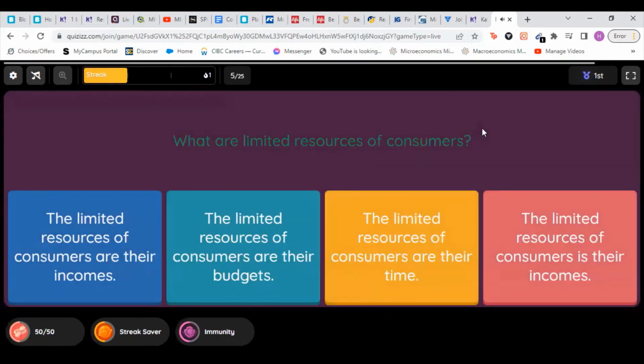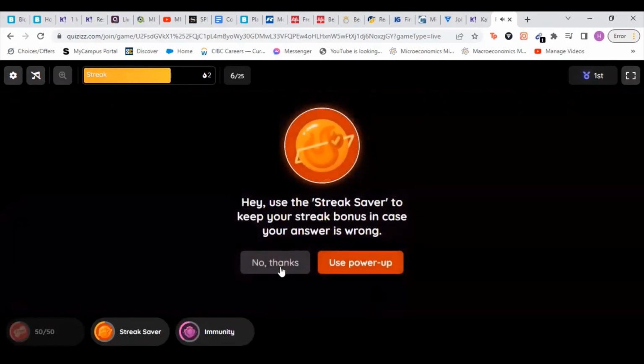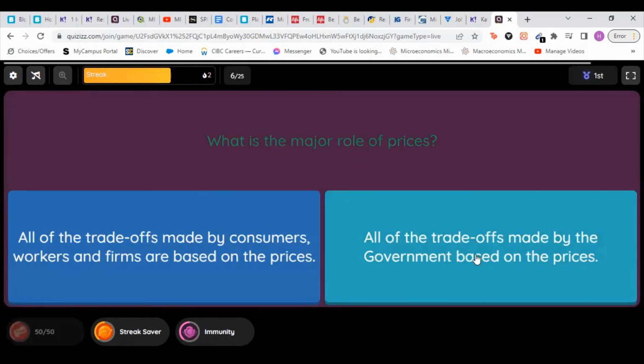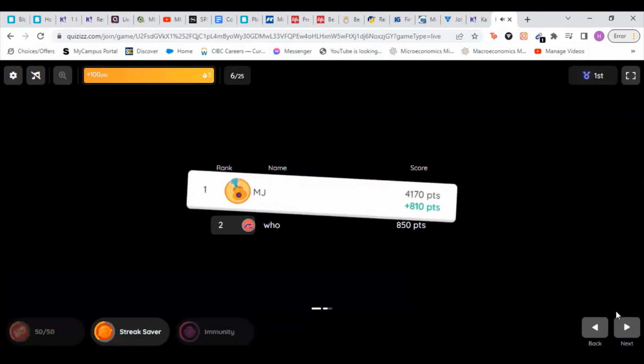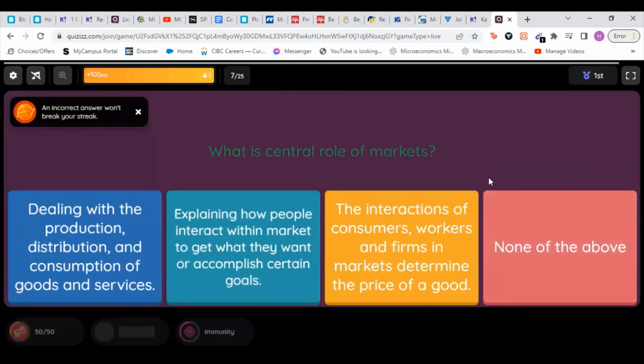And what are limited resources of consumers? Their income. Excellent, great job. Then what is the major role of prices? The first option. Good job. Then what is the central role of markets? The first option.